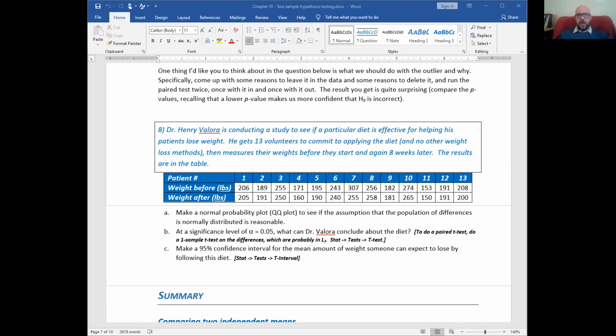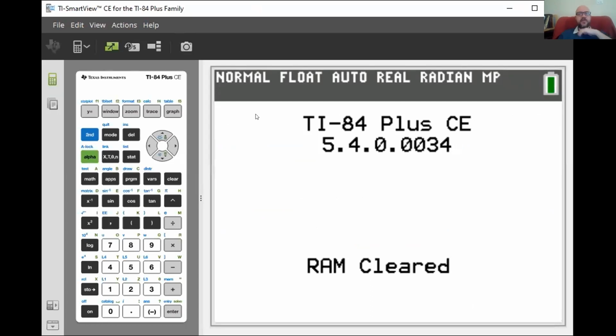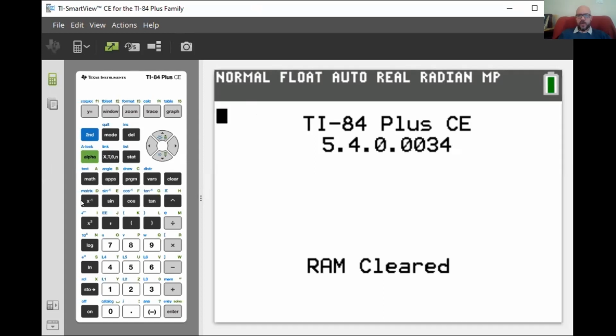So here's what I'm going to do. I'm going to type in before in list 1 and then after in list 2, and then my differences are going to be list 2 minus list 1. I'm always going to do after minus before. You can do before minus after. It'll work fine mathematically. It just feels a little weird to have negative values be weight gained. It feels like a weight loss should be a negative number and weight gain should be a positive number. And in general, if you do after minus before, that gives you the total change, with negative being a decrease and positive being an increase. So that's the way I like to do it.